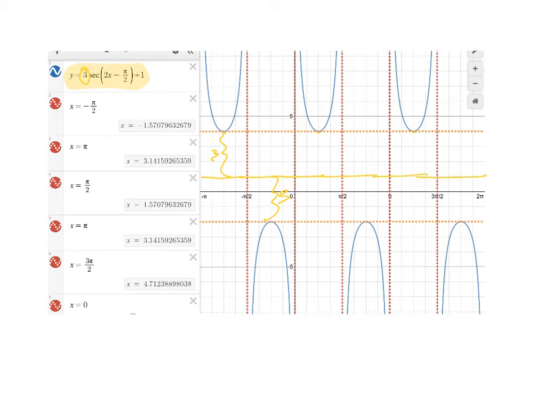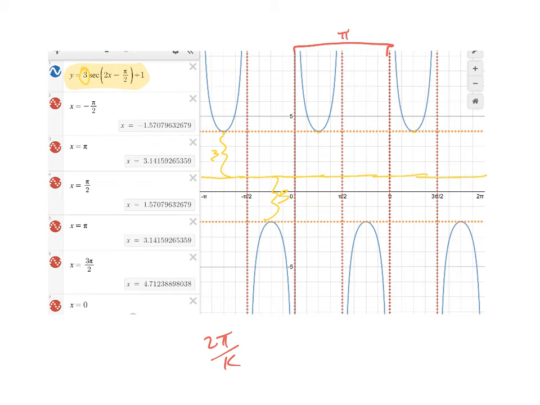We still have the same old change in period. So remember, for secant and cosecant, they're just like sine and cosine. It's 2 pi divided by k to get the period. So we would have 2 pi divided by 2, which is 1 pi. Notice that the complete cycle of an upward one and a downward one happen in the first pi units.